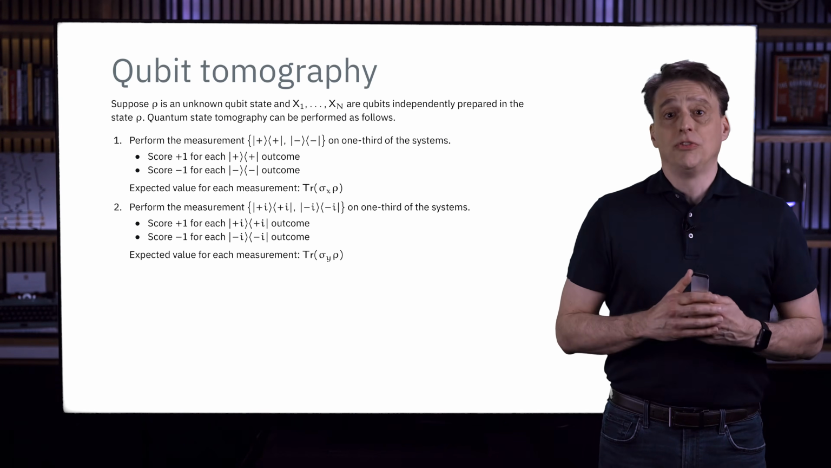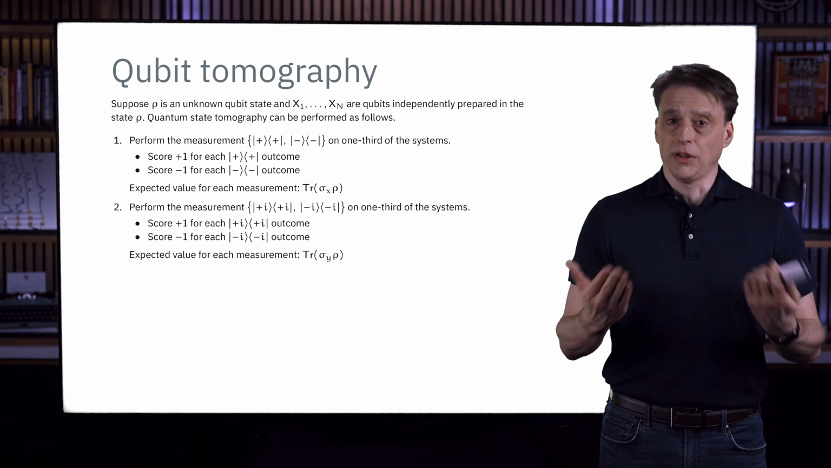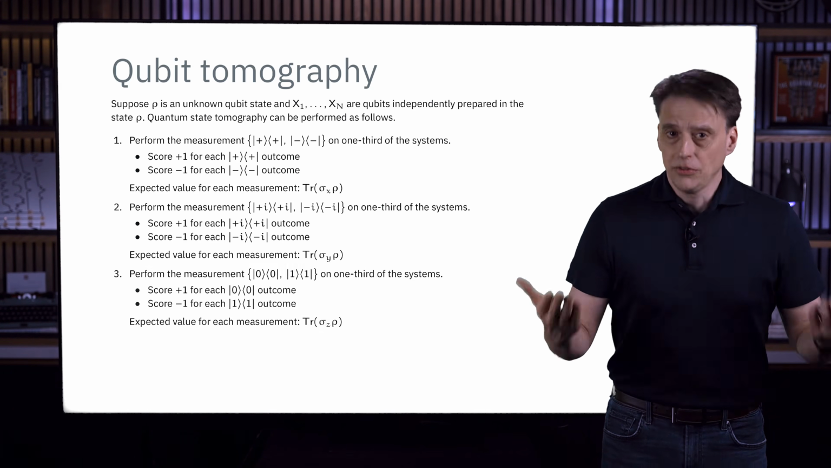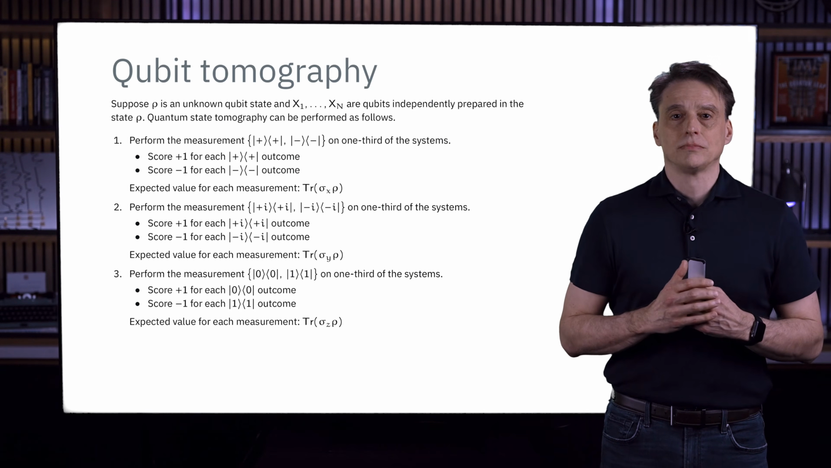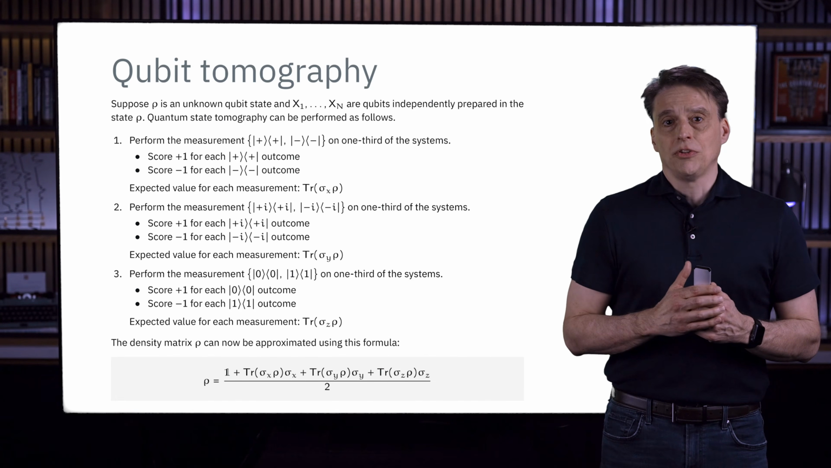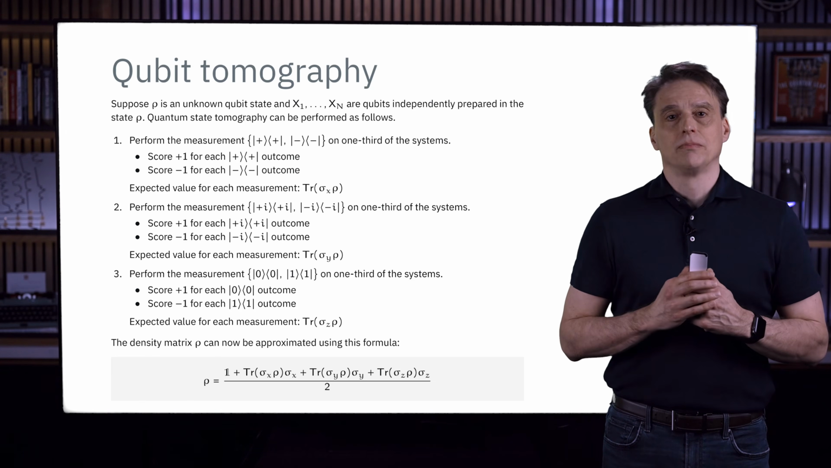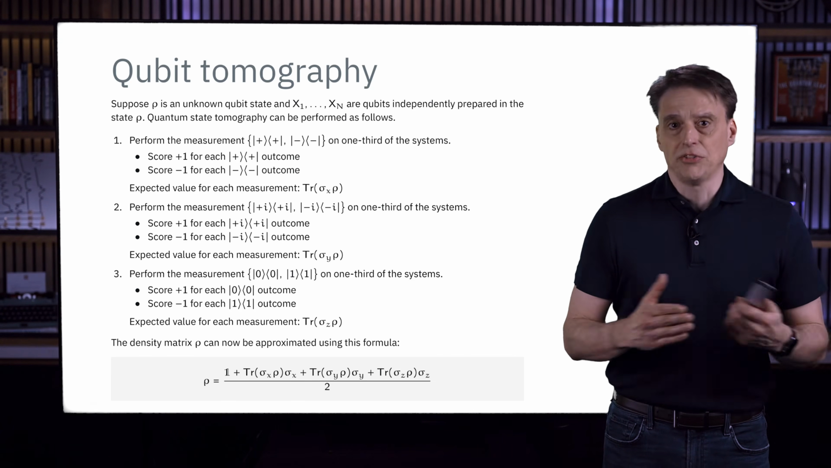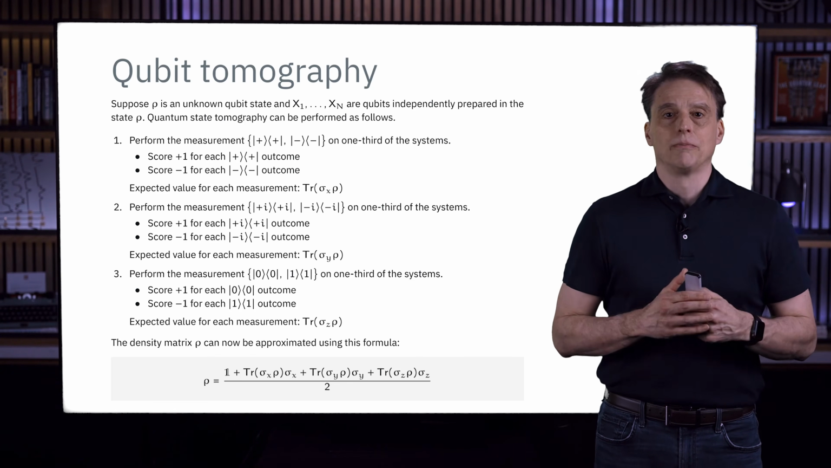We do something similar with σy on the second third of the systems. The only thing that changes here is that we use the plus i and minus i states, which are eigenvectors of σy. And similarly for σz, for which the standard basis vectors are eigenvectors. And then finally, we can use the formula that's shown on the screen, which tells us what the coefficients should be if ρ is written as a linear combination of Pauli matrices. And by substituting our approximations for these coefficients, and possibly adjusting them a little bit to make sure that we get a positive semi-definite matrix, we get an approximation to ρ.